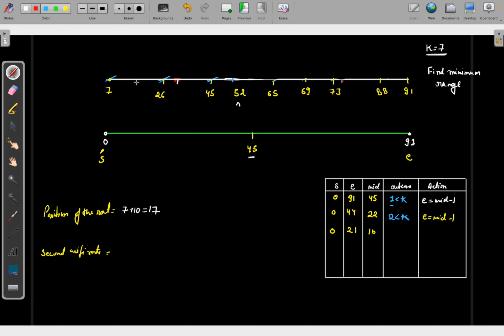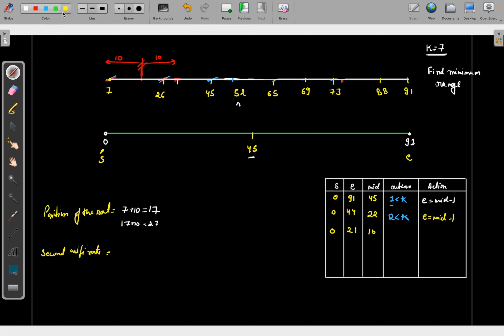So where is 17? 17 will be here, I guess. So this will be the router at 17 position, and 10 will be here. What will the last range be? Basically 17 plus 10, that will be 27. So 27 till here only. Okay. What will the second position then? Because these two houses will get the Wi-Fi signal. What about the others? Right.